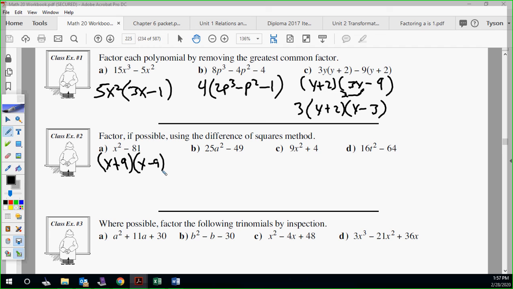So here is 25, a perfect square, a squared, and 49. All perfect squares, we're good to go. 5a plus 7, 5a minus 7. The order does not matter of addition or minus. You can put the minus first or minus second. It doesn't matter.